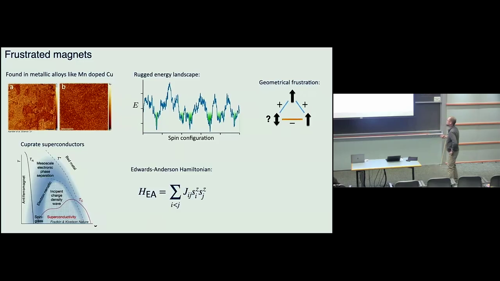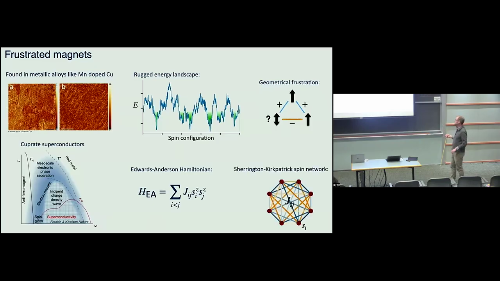Edwards and Anderson, Phil Anderson, Sam Edwards, back in, I think, the 60s, 70s, came up with a simple model for this. It's just an Ising model, but where the J_ij matrix is a little bit special. It has random off-diagonal terms that are either positive or negative. If those terms connect any spin to any other spin, this reduces to what's known as the Sherrington-Kirkpatrick, or SK, spin glass, and that's a complete network where everything is connected to everything else, but with a random sign.